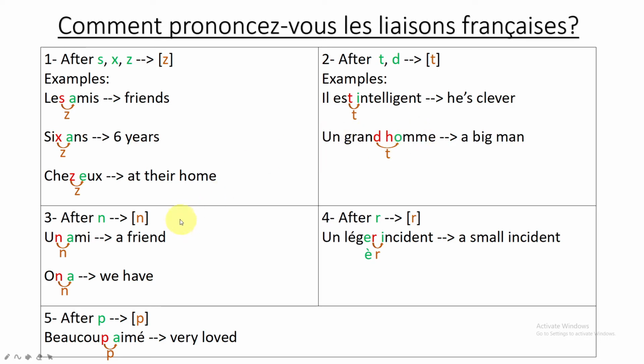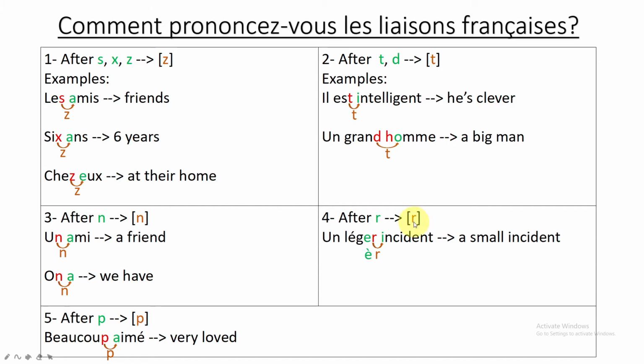Third one, when the first word ends with N, it will create an abstract N at the beginning of the second word. Un ami. On a.